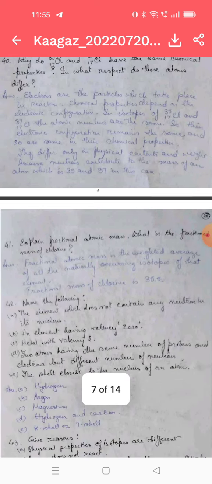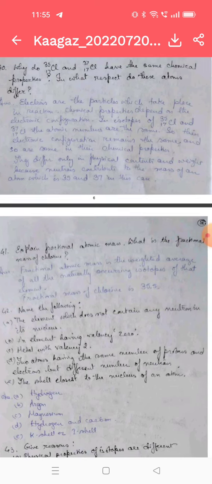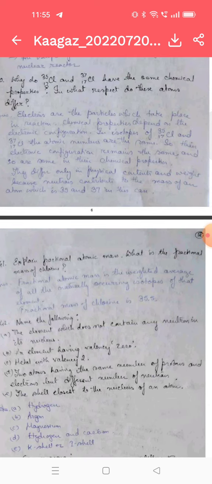Okay, then explain fractional atomic mass. What is the fractional mass of chlorine? Fractional atomic mass is the weighted average of all the naturally occurring isotopes of that element. So the fractional mass of chlorine is 35.5. The weighted average of all the naturally occurring isotopes of one element is considered.